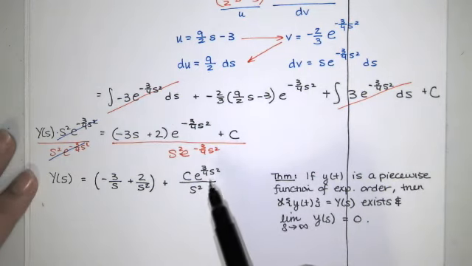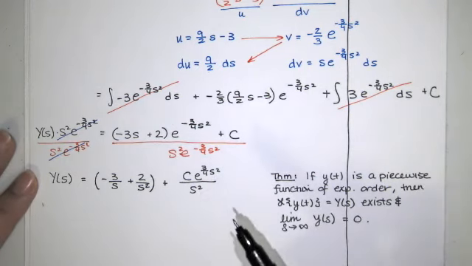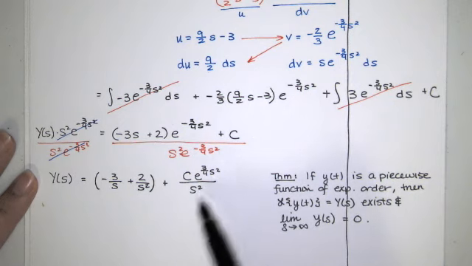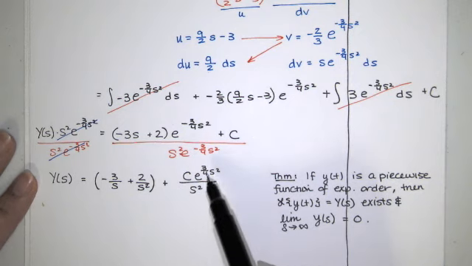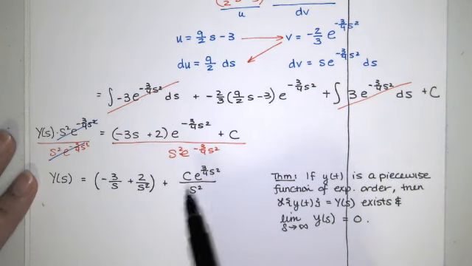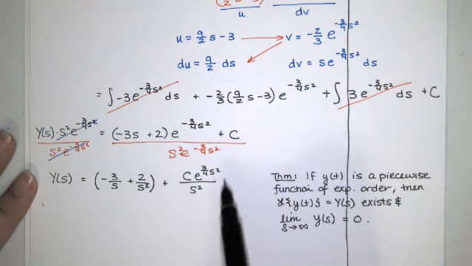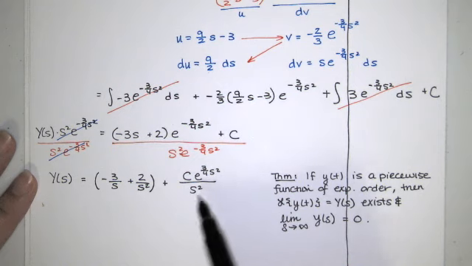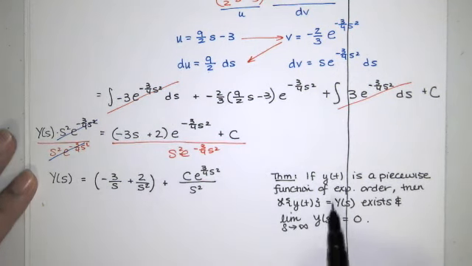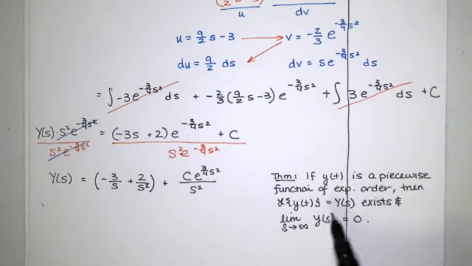Well, as s goes to infinity, I've got this exponential over a polynomial in s. The exponential will definitely grow faster than that. So this would go to infinity if c is positive, and if c is negative, it will go to negative infinity. So this approaches some number other than 0 if c is anything other than 0. The only way that y of t could be a piecewise function of exponential order so that we're guaranteed that Y of s exists is if c were 0.